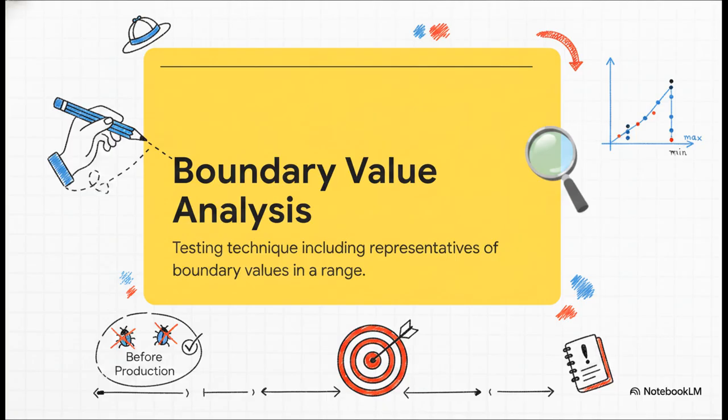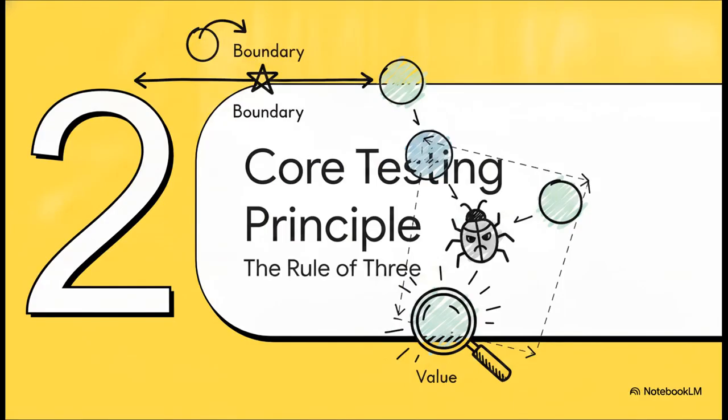To put it simply, it's a software testing technique where tests are designed to specifically include representatives of boundary values in a range. Think of this as your ultimate detective's playbook. Instead of trying to test the entire range of possible inputs, which, let's be real, is mathematically impossible and a huge waste of time, we deliberately design our tests to hit the absolute boundaries of what the system expects. This is exactly how you catch bugs before they ever make it into production. Let's move to Section 2 and see how this builds.